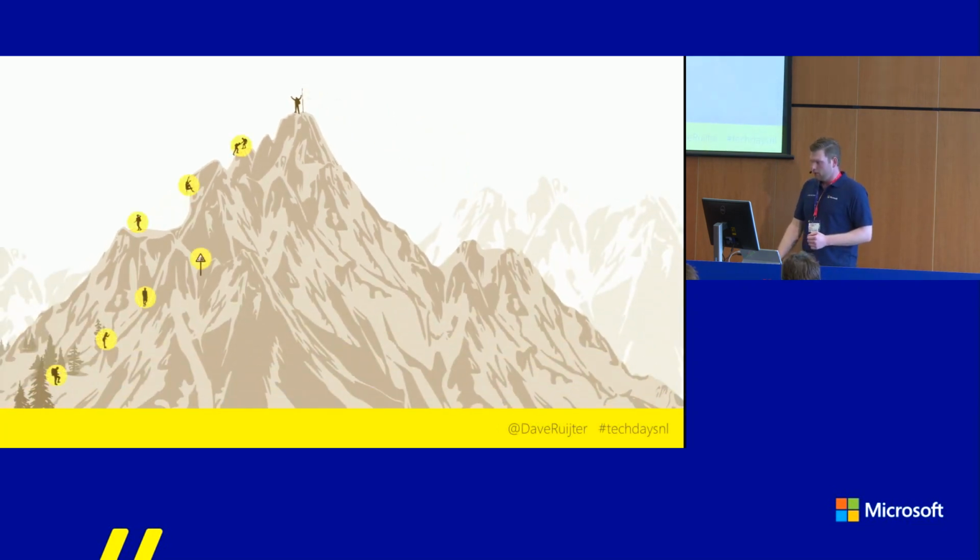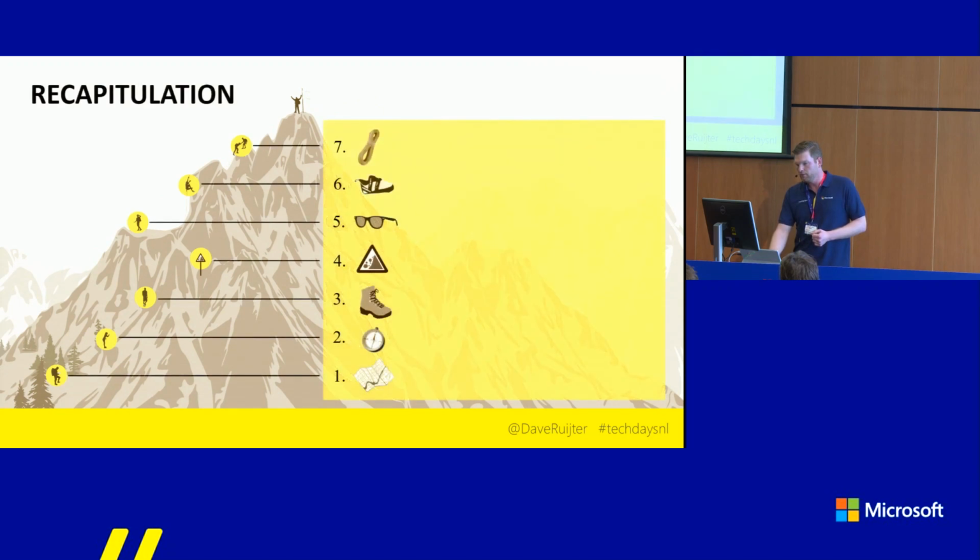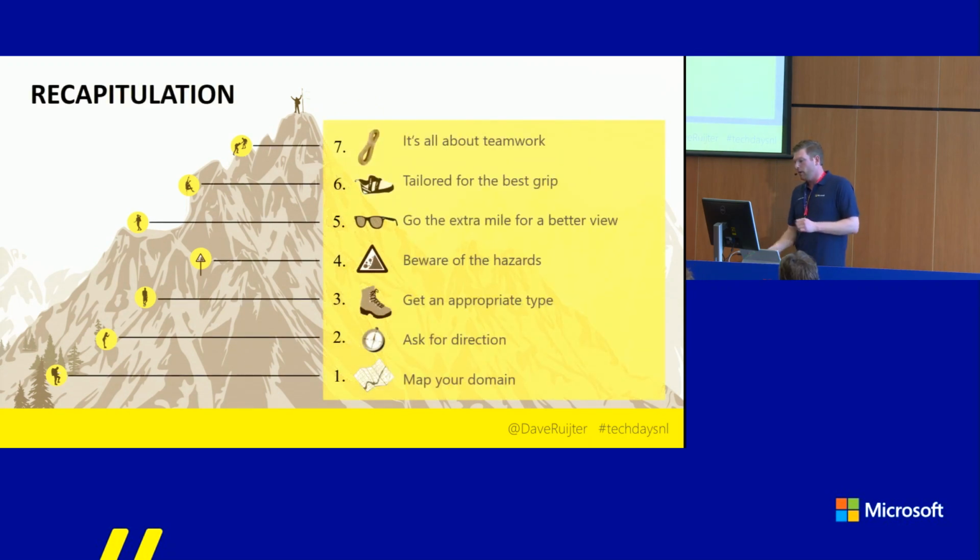So to recapitulate, map your domain. Know beforehand all the information that you can. And if you are having doubts, ask for directions. Get the appropriate types of charts for data, and then beware of the hazards. Go the extra mile, even tailor it. Build your custom visual if you have the time for it. And then know it's all about teamwork.